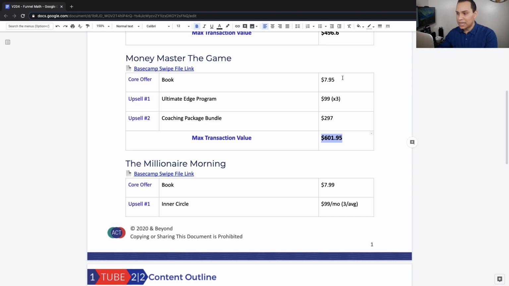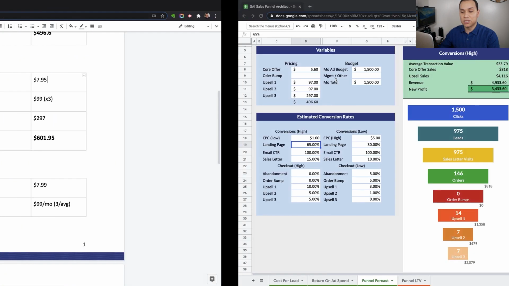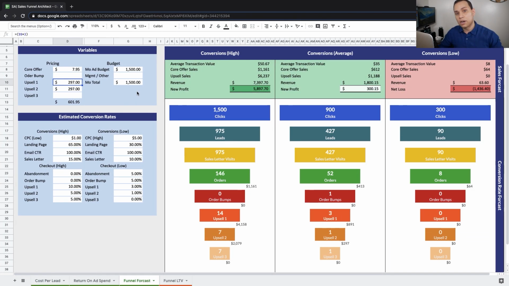So if we go ahead and take these numbers and plug them into our model, all of a sudden, because our upsells cost more, and assuming we're going to have the same conversion rates, which is unreasonable, but let's just assume, all of a sudden you spend $1,500 and you're making $5,897 a month back. Now I'm going to go back to a reasonable cost per click, which is going to be $3 for a targeted lead, right?